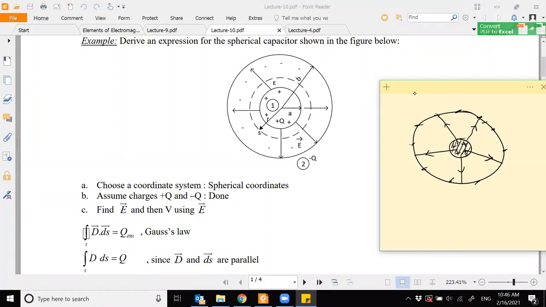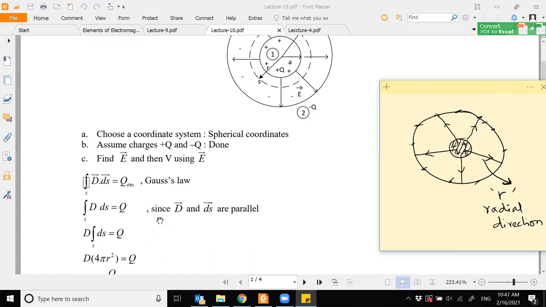But here, don't think of this as 2D. Think of it in 3D, in the form of a ball. So which direction will this be in spherical coordinates? It's going everywhere. It's R, or it is called the radial direction. So the electric field will be in the R, or radial, direction.